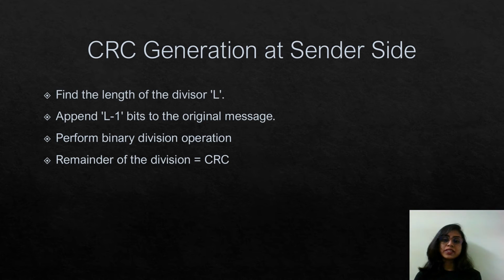Suppose the length of the divisor is 5, then we append 4 bits to the original message. Don't get confused: appending these bits to the original message is not the CRC. For doing the operation, we append L minus 1 bits to the original message and then perform binary division. After performing the binary division, we get two results, the quotient and the remainder. Whatever we get as the remainder, that's the CRC.